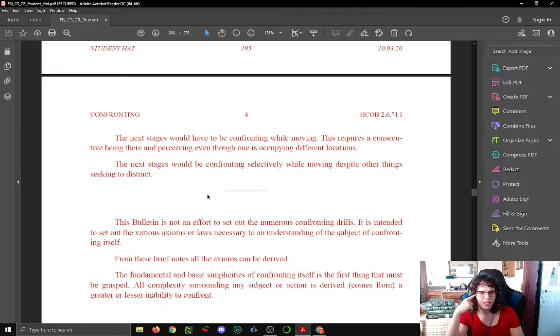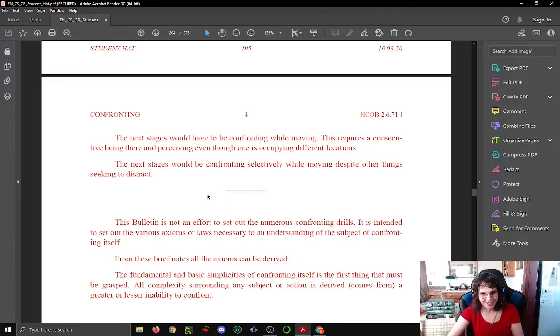The next stages would have to be confronting while moving. This requires a consecutive being there and perceiving, even though one is occupying different locations. What does that mean? Does that include working with the clay, confronting while moving an object? The next stages would be confronting selectively while moving despite other things seeking to distract. That's called focusing on something. You don't need to give it this entire long definition. Just call it what it is.